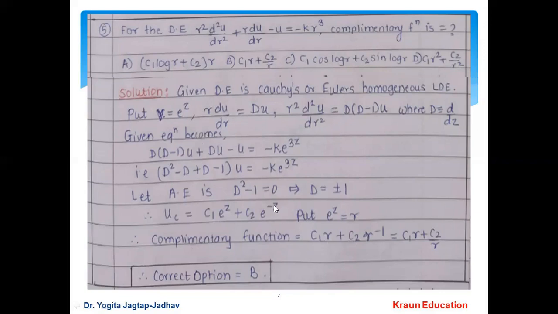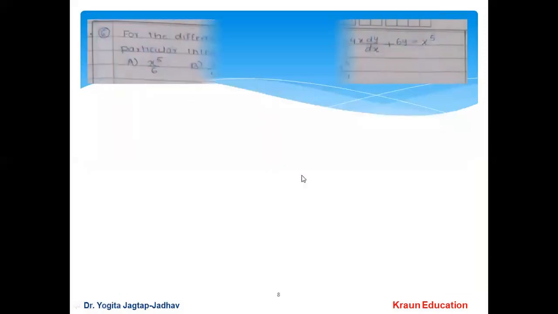C1 r plus C2. This e raised to minus z becomes r raised to minus 1, because here I raised both of the powers by minus 1, and this e raised to minus z becomes r raised to minus 1. Therefore, we have this r raised to minus 1 becomes what? 1 upon r, and therefore the correct option is B option.